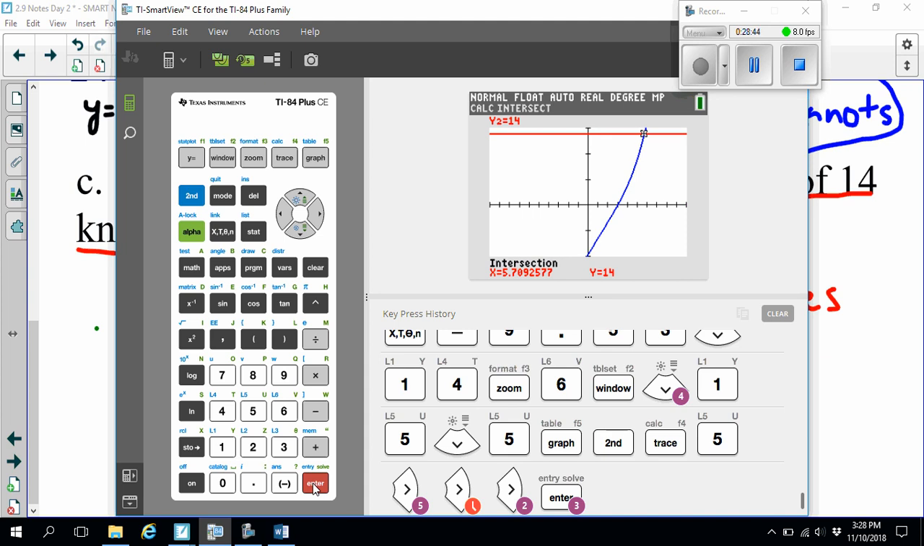And then here we get our x equals 5.709. So that's where those two intersect. Now we have our x value, and that'll give us our answer for what engine speed produces a boat speed of 14 knots.